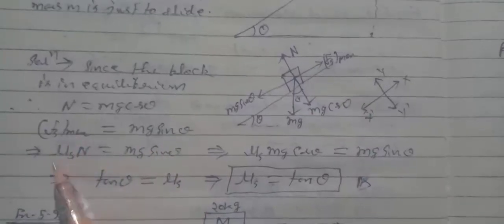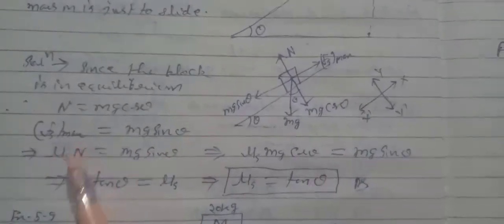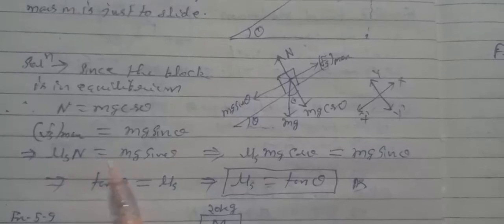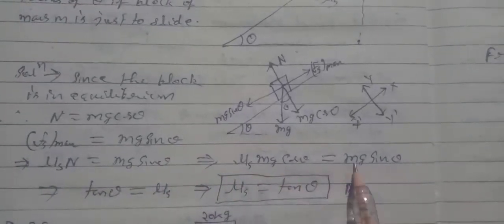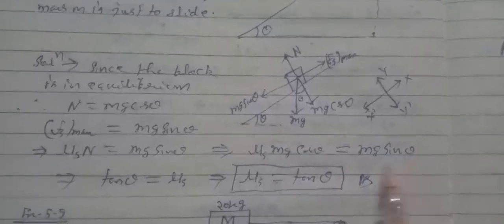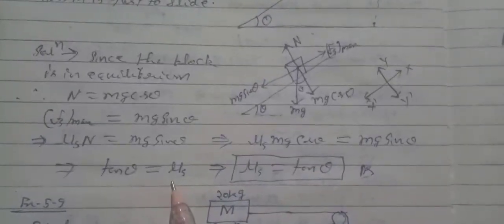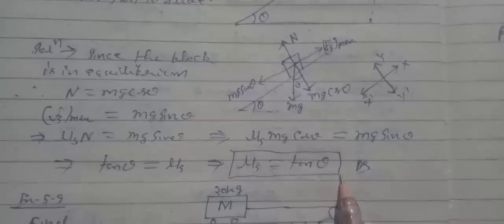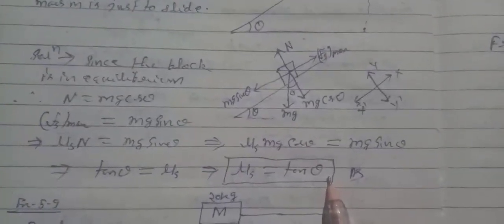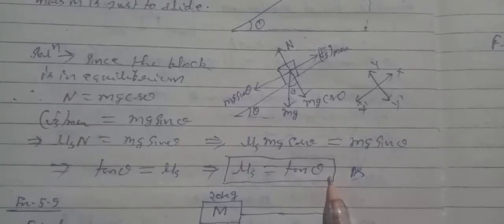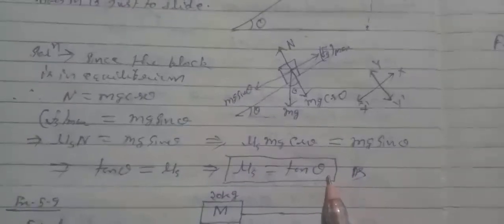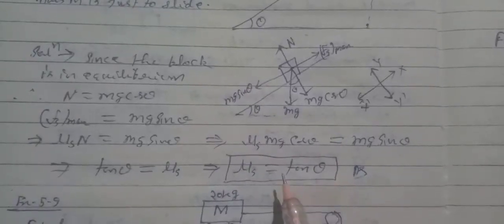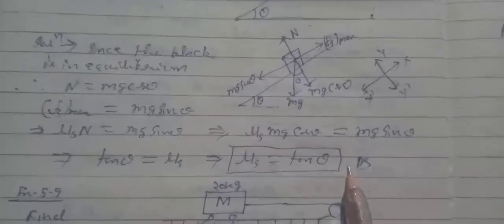We know that Fs max is equal to mu s into N, so mu s into N equals mg sin theta. This implies mu s into mg cos theta equals mg sin theta. This implies tan theta equals mu s, or mu s is equal to tan theta. Answer: the coefficient of static friction between the block and the inclined surface is given by this formula.